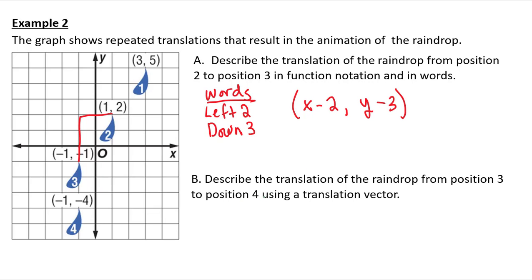Now our translation vector from raindrop 3 to raindrop 4 using the position vector: I don't go any in terms of the x's, so 0 for the x's, and I went down 1, 2, 3 for my y's. Okay, so that is your video on translations.